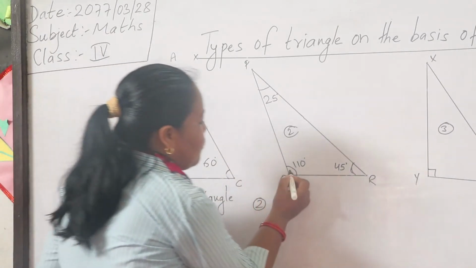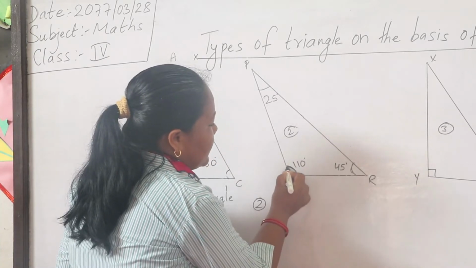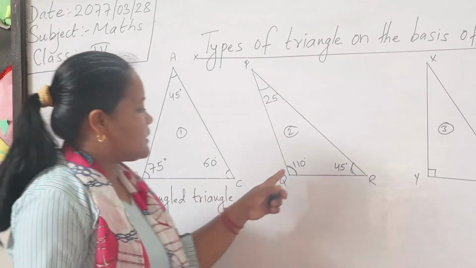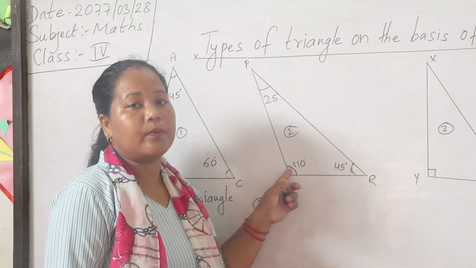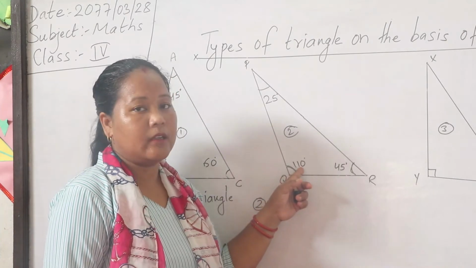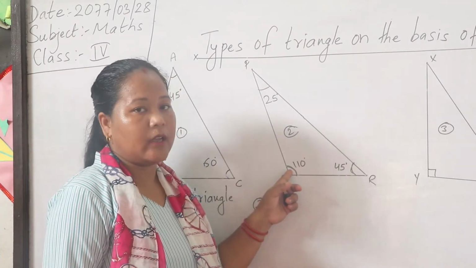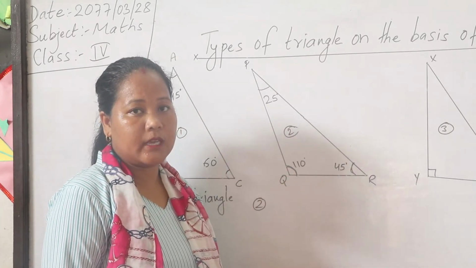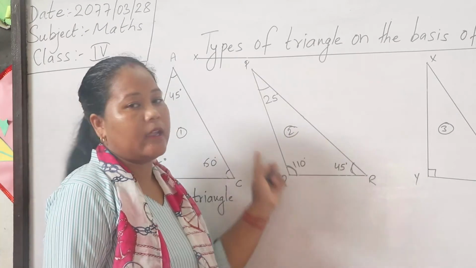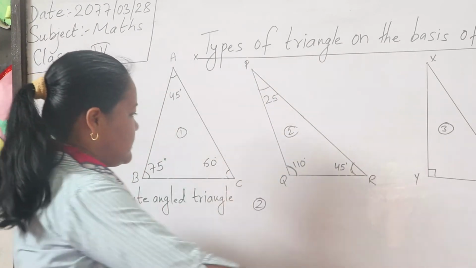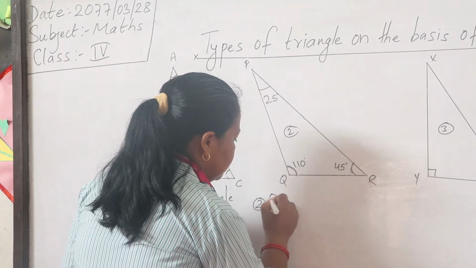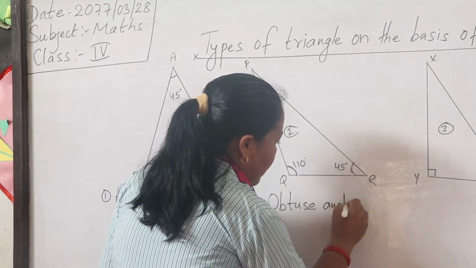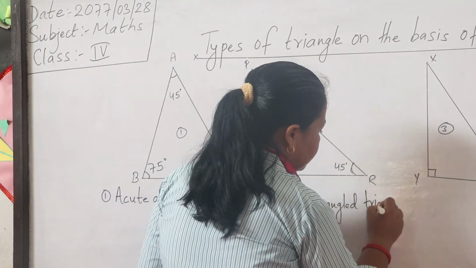Here we found one of the angles is more than 90 degrees. It means obtuse angle. Yes, this angle Q is an obtuse angle, 110 degrees. The measurement of this angle Q is 110 degrees. So angle Q is an obtuse angle. So this triangle is an obtuse angle triangle.